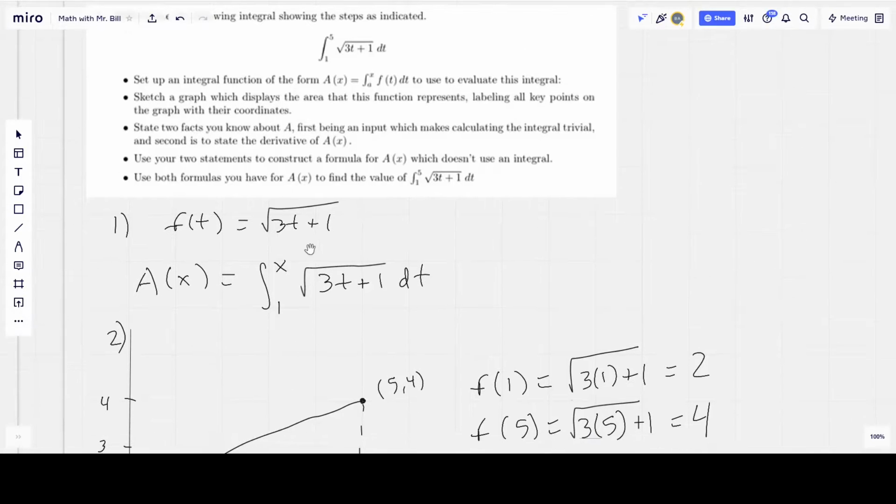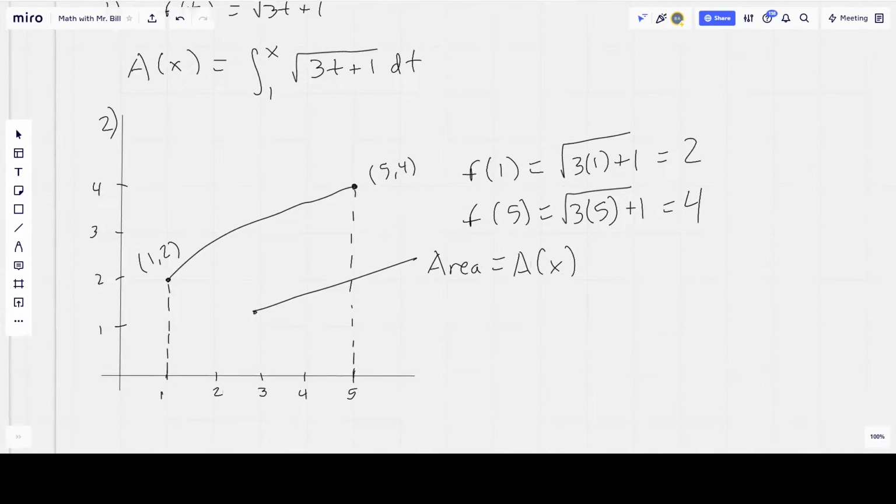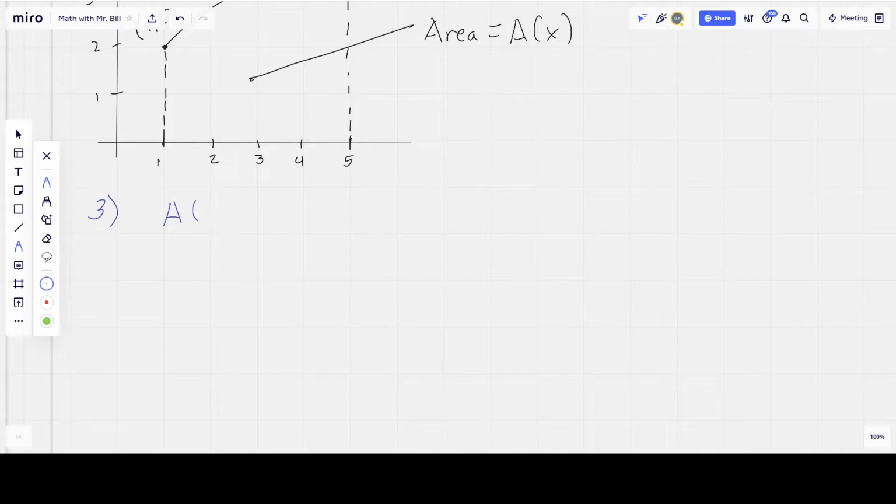So now it asks us to state two facts you know about A. The first being an input which makes calculating the integral trivial, and the second is to state the derivative of A of x. So we have A of x equals the integral from 1 to x of the square root of 3t plus 1 dt. And the input that makes this trivial is the number that would make the top and bottom limits of this integral the same. So it's A of 1. So A of 1 is equal to 0.